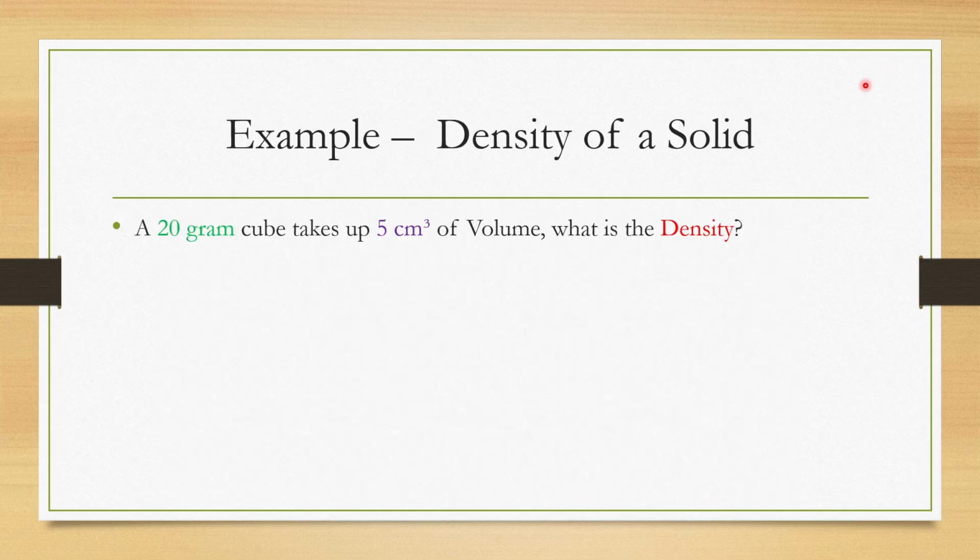Next, I will be going over an example. I will be discussing how to calculate the density of a solid. The problem is a 20-gram cube takes up 5 centimeters cubed of volume. What is its density? We'll start with the density equation, rho equals mass over volume. Then we can plug in the variables that are given. 20 grams is the mass, and 5 centimeters cubed is the volume. If we compute that, we get density equals 4 grams per centimeter cubed.